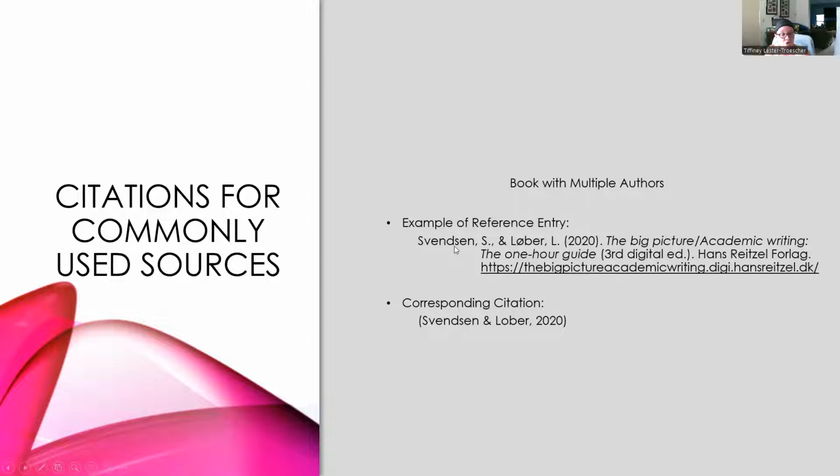This was a book that had 2 authors, right? So my entry began Svensson, S, and Lober, L. That's what I'm going to put in my citation then. Svensson and Lober, comma, what's my year of publication? 2020.